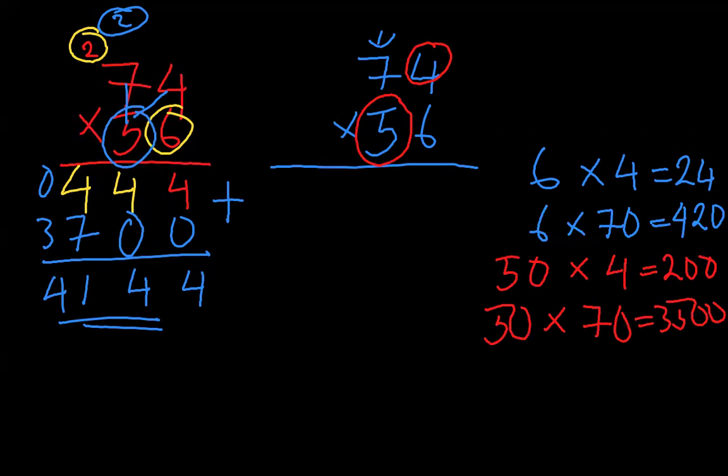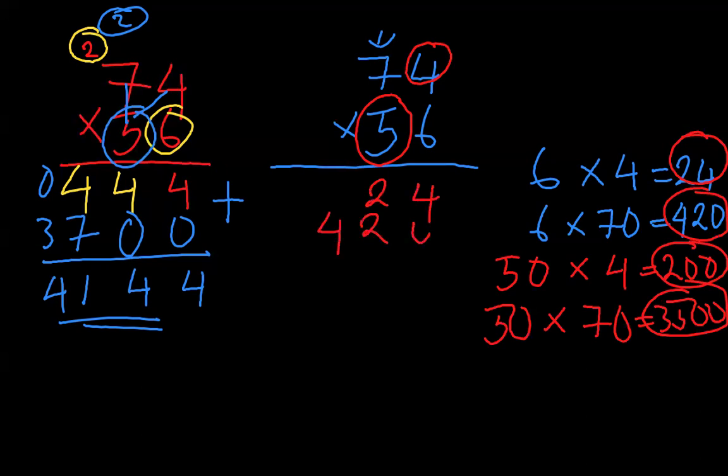All right. Now, the other thing is simply to arrange them, taking into account the place values of each answer we have. We have 24, 420, 200, 3,500. So I have my 24 right there. Then I have my 420 right there. Then I have my 200 right there. Then I have my 3,500.